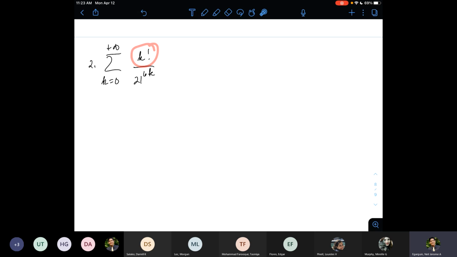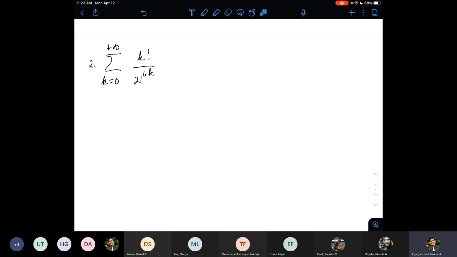K factorial grows, actually this will grow faster than any exponential function. So that means by the basic test for divergence, I know that this will diverge. Because if I take the limit as k approaches infinity, k factorial grows a lot faster than the denominator. So that means the limit is not equal to 0, so this would be divergent.